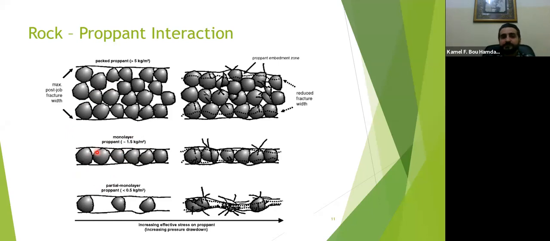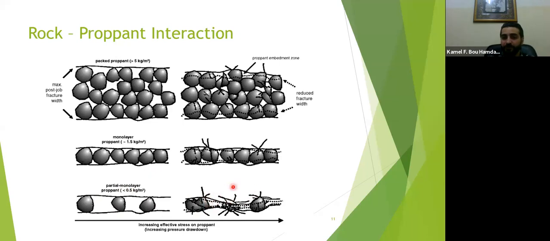Okay, so if that's the case, then we should always go with partial monolayer. Isn't that right? So it's going to give us the highest fracture conductivity. Well, that's not really going to be the case. So the problem with partial monolayer is during production, you're going to have additional stresses acting on the fracture. So those additional stresses are going to either break down the proppants or cause the fracture to close on itself.